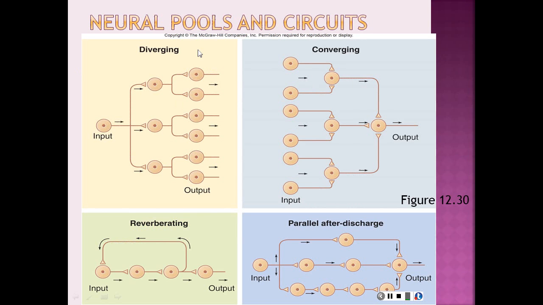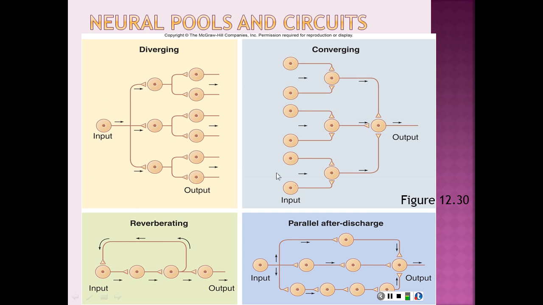So let's take a look at the four types of circuits. The divergent: we have one nerve fiber, and it starts to branch off to several postsynaptic cells, so that the input from one neuron may produce output through hundreds of neurons. Okay, so we're starting with one.